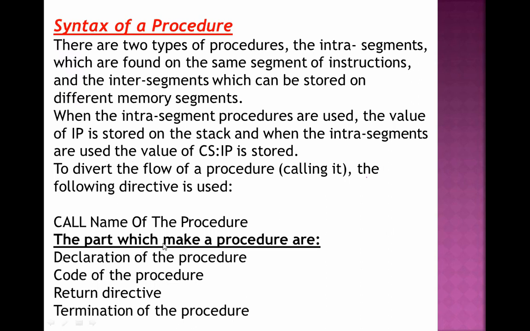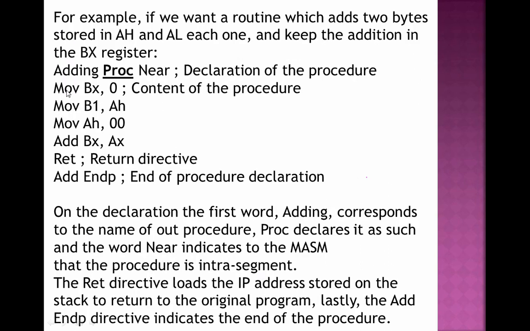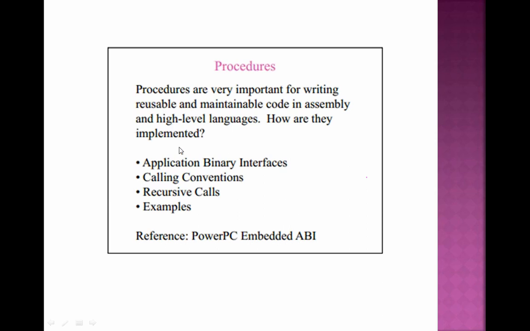And then we have covered what are the parts of a procedure, that is declaration, coding, return, termination. This is your example for returning, this is your end of procedure, that is end P. Then these are the multiple procedure implementation, how we can implement the procedure, either using ABI, that is application binary interfaces, calling conventions, recursive functions as I discussed, and then examples.